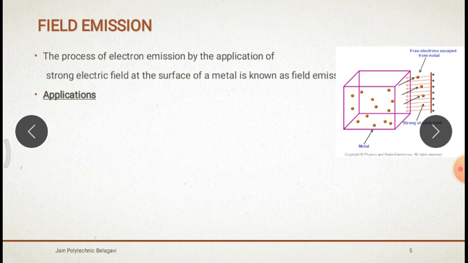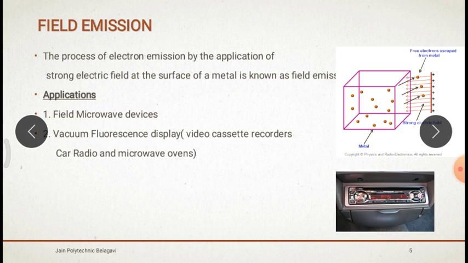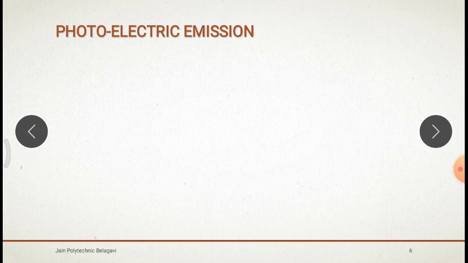So there are types. What are the applications of field emission? We are using it in field microwave devices, some vacuum fluorescent displays, earlier video cassette recorders, and car radios. In the car radio we are using field emission in that process, and in microwave ovens we are using field emission. See here, this is a car radio tape recorder we were using at that time. Inside, the emission is by field emission only. Next is the carbon nanotubes.